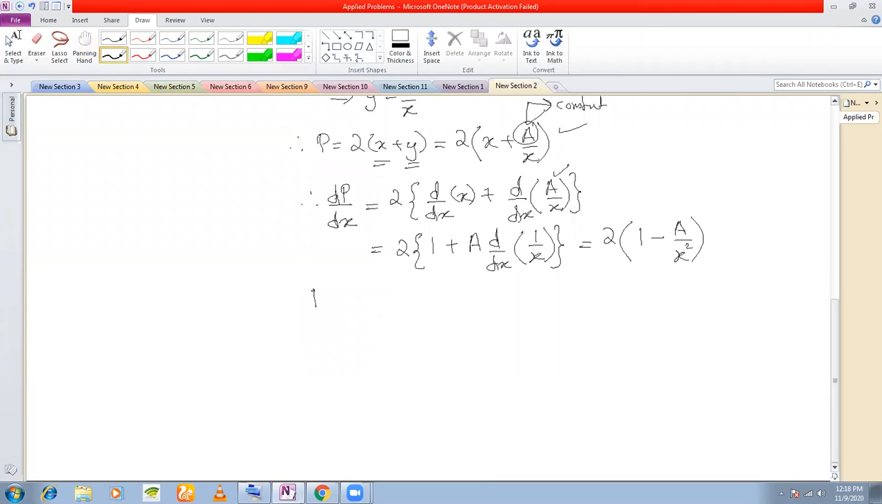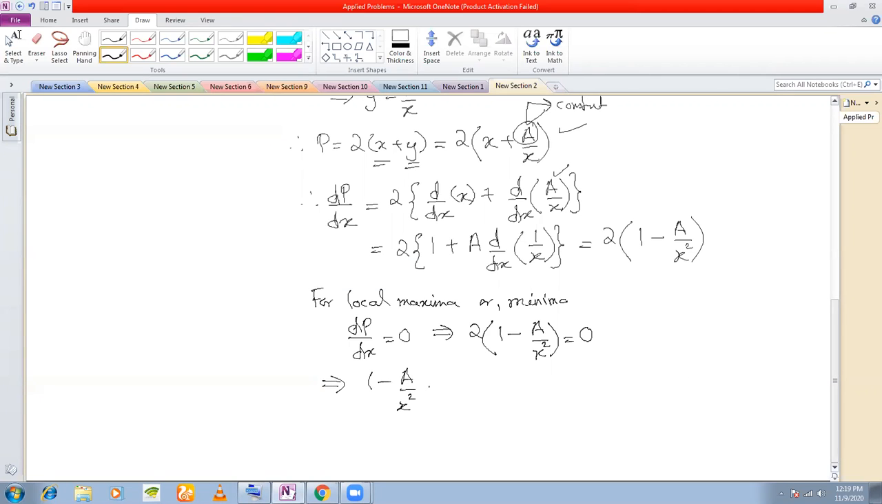So what is the condition for maxima or minima? For local maxima or minima, dP/dx must be equal to 0. That means 2 times (1 minus a by x square) must be equal to 0. That means x square must be equal to a, so x must be equal to root a, the positive square root, because x is a length and cannot be negative. So we cannot take plus or minus, we simply take plus root a. So x is equal to root a is a point of local minima or maxima.